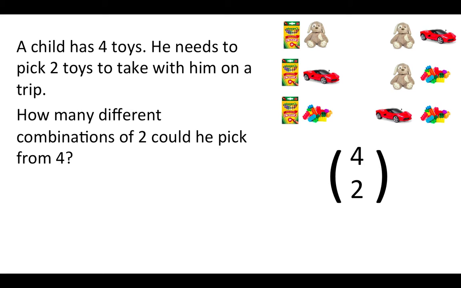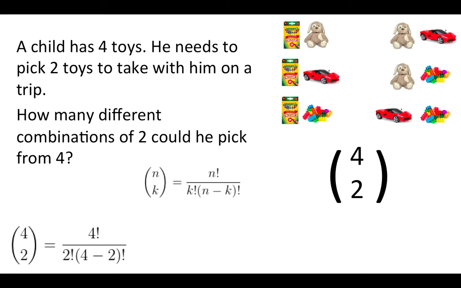So for really small numbers like this, you could do it out by hand, but as these numbers get larger, you're not going to want to figure out by hand all of the different combinations. We have a formula that you could use to compute a combination. N choose k is equal to n factorial divided by k factorial times (n minus k) factorial. In this case, n is 4 and k is 2. We have 4 factorial divided by 2 factorial times (4 minus 2) factorial.